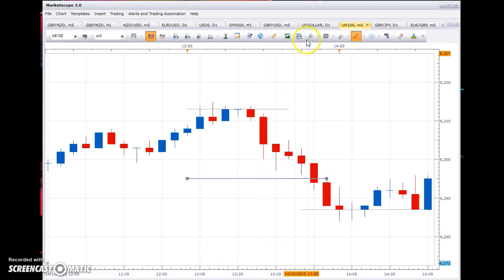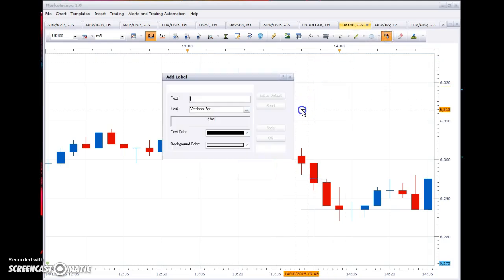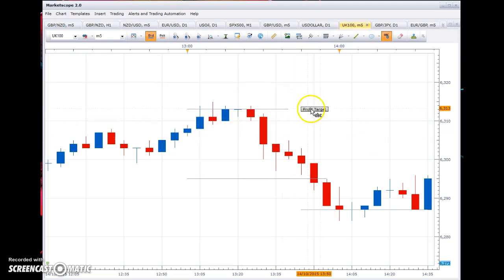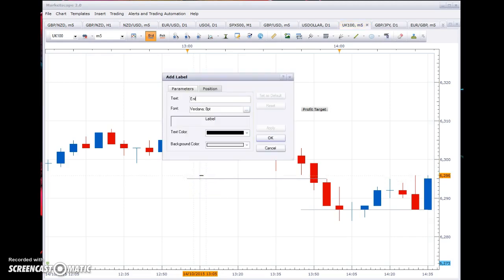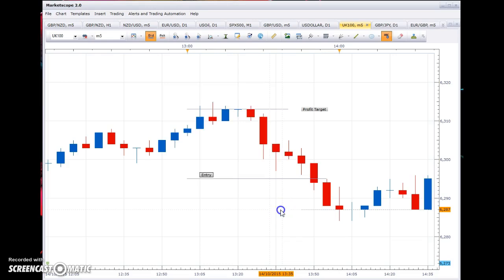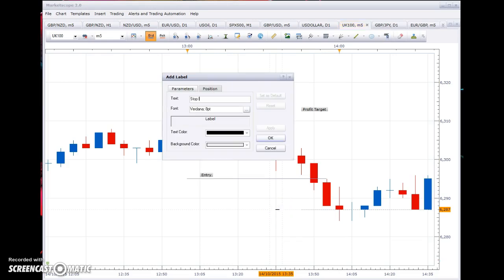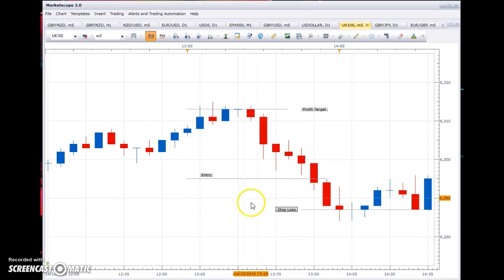So let's label things as we go. Are we clear about this? I hope so. Please send me some feedback if you're not particularly clear about this, because I'm going to type things in here. So, profit target. Okay, that's there. And this is your entry point, and this is your stop. Okay, so let's make that like that. So we have the stop loss here, the entry here, and the profit target here. Okay, so you can see there's 1 risk versus 2 reward.